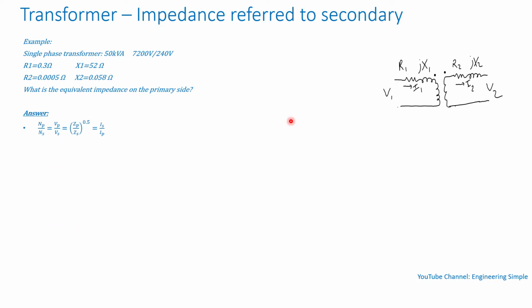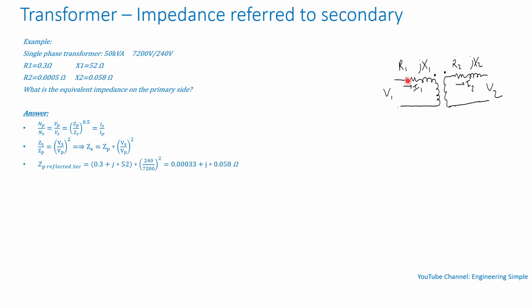So I'm going to use the same ratio you saw in the previous slide, except I'm going to rearrange it to get the quantity for the secondary impedance, which is here. So secondary impedance is equal to the primary impedance times the ratio of the secondary voltage divided by the primary voltage squared.